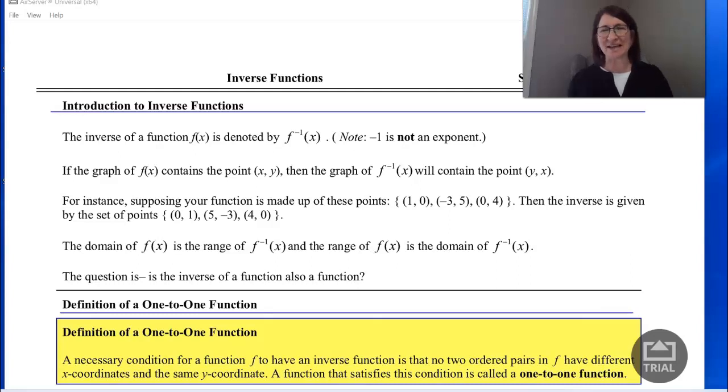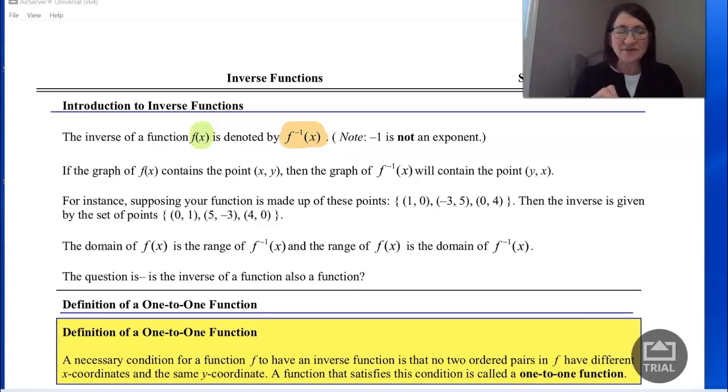So we're going to dive into section 8.2, which is inverse functions. All right, so our starting point is just to understand what an inverse function is. So first of all, an inverse function, f of x, is denoted by f, and then you've got that little -1 that looks like an exponent of x.